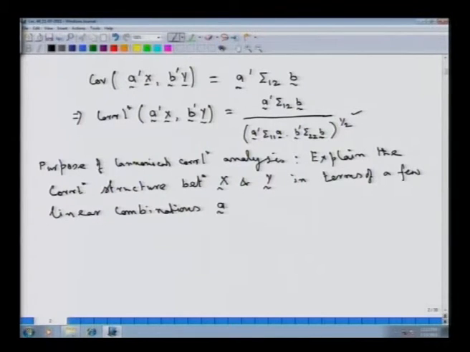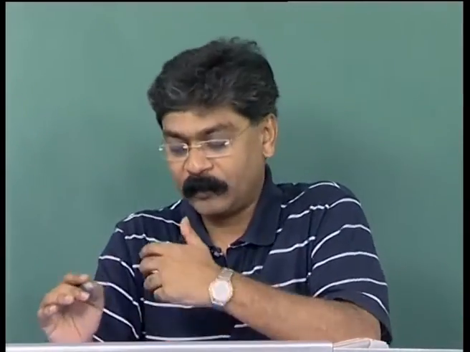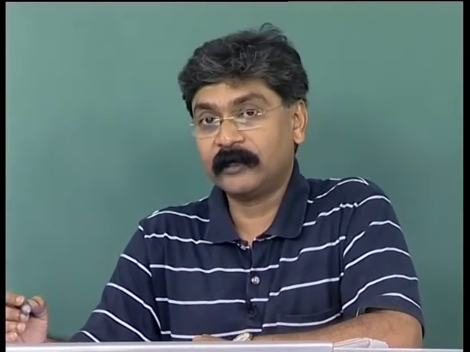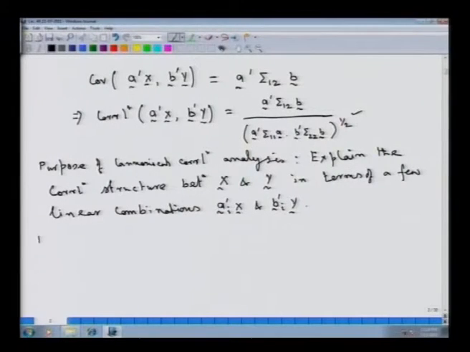Linear combinations of the form a_i' x and b_i' y, right. Now, how are we going to have such linear combinations, and what sort of linear combinations should we consider when we are looking at expressing or trying to explain this correlation structure between the two sets of random vectors x and y? Let us look at that particular formulation, how we are going to actually define the pairs of canonical variables.